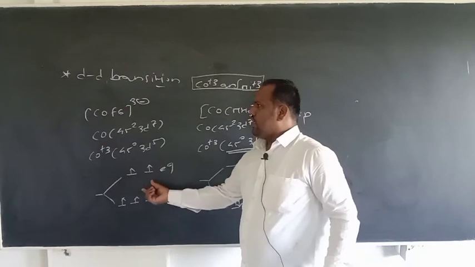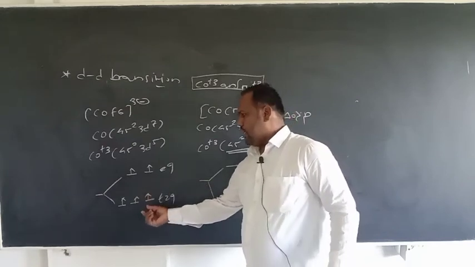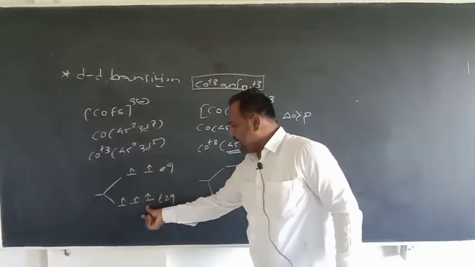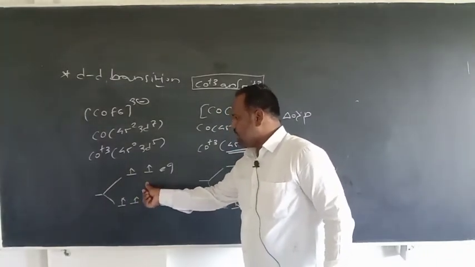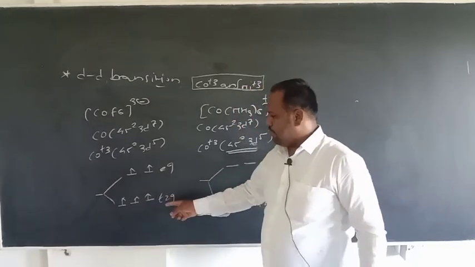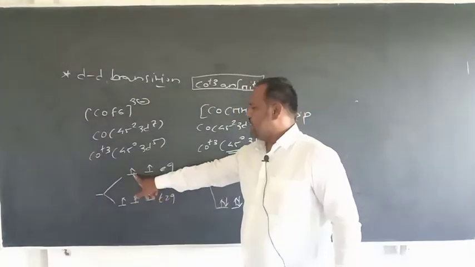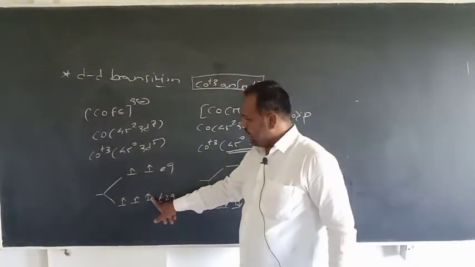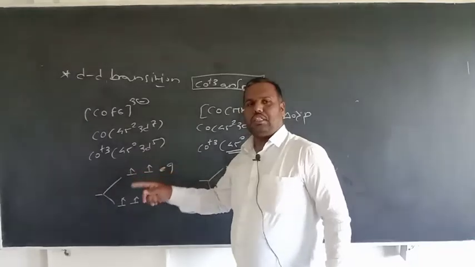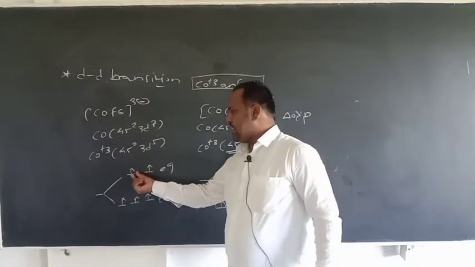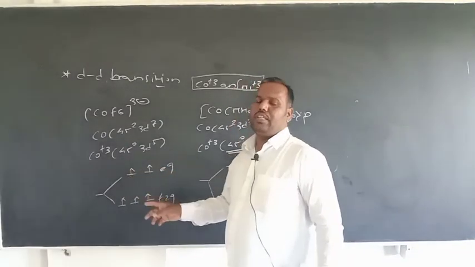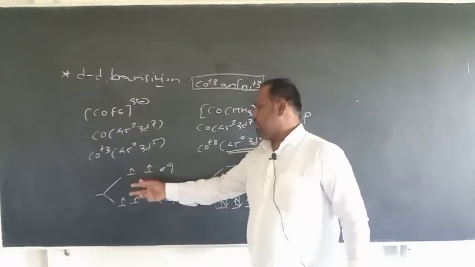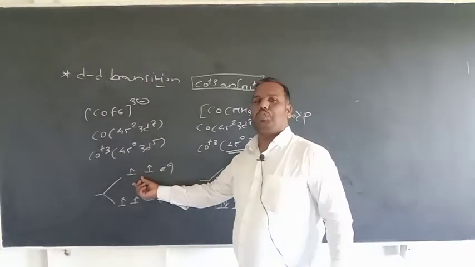If you consider this complex, and by absorbing light radiation, that is one quantum of radiation, this electron gets excited or transferred into this Eg orbital, then what happens? The spin of the electron gets changed. The electron having plus spin changes after the transition to minus 1/2, and therefore this transition is not allowed. So it is a spin forbidden transition, because delta S is not equal to 0 in this case.